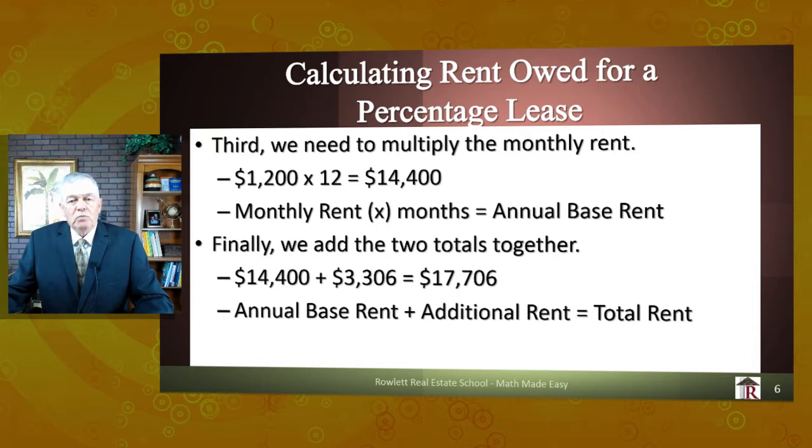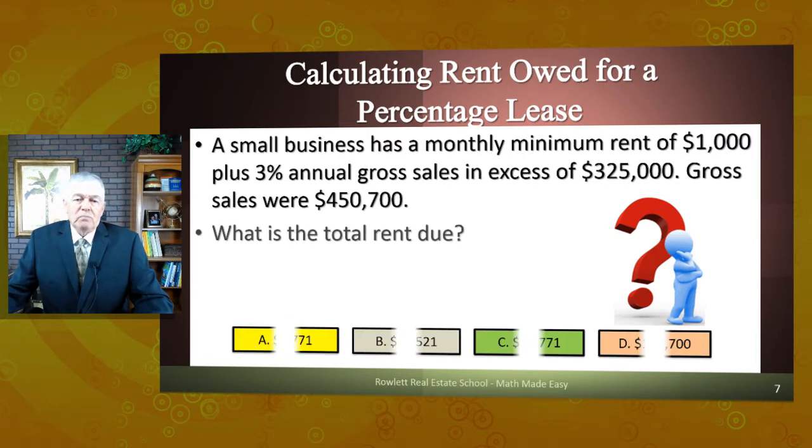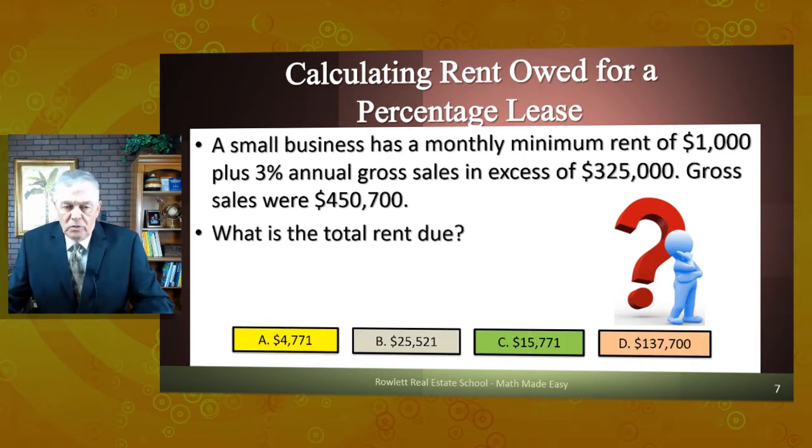Now we're going to let you do one on your own. A small business has a monthly minimum rent of $1,000 plus 3% of the annual gross sales in excess of $325,000. Gross sales were $450,700. What is the total rent? Now, if you'll pause your video for a moment while you figure the problem, come on back and we'll show you the answer, and then we'll give you an explanation.